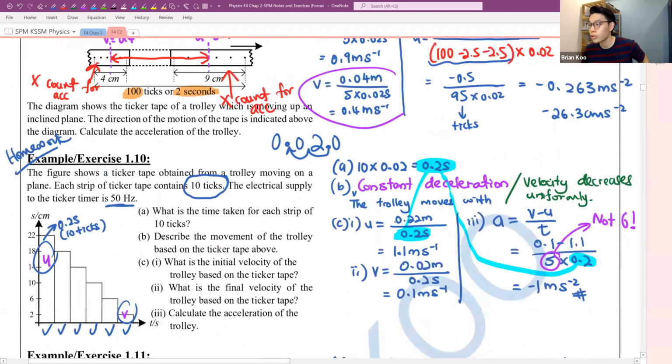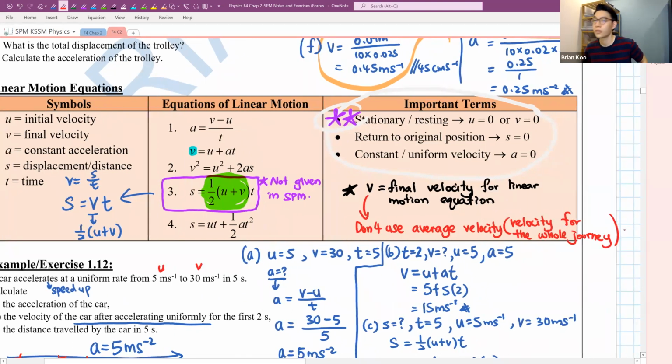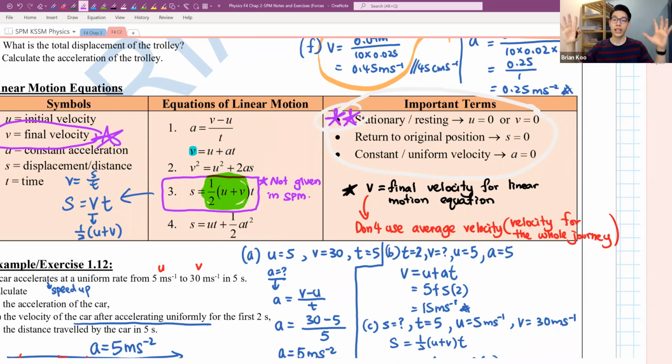So don't use average velocity. Average velocity means what? Means velocity for the whole journey. Actually, I already told you, it's already here on the left side. V is final velocity. But at least now I hope you have a better idea what kind of velocity is what. Whole journey, we're talking about generally the whole thing. There's no start, there's no end. I'm just talking about the whole thing.